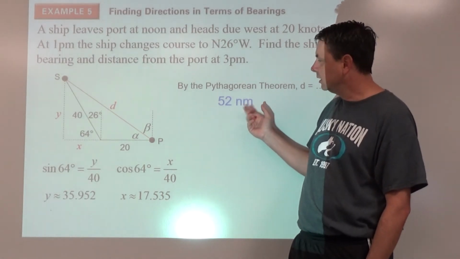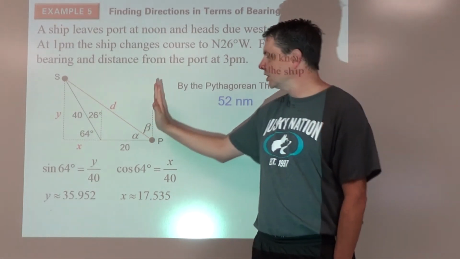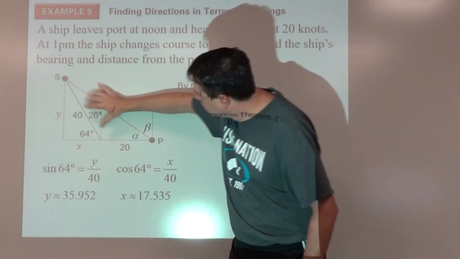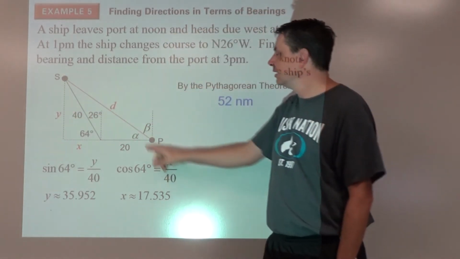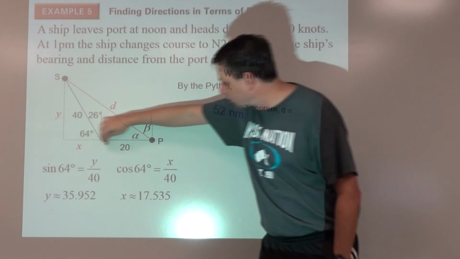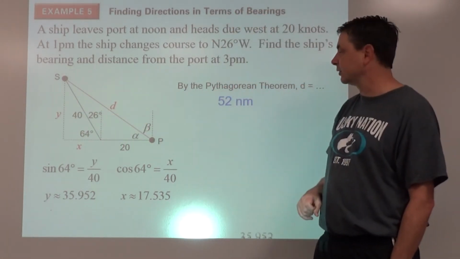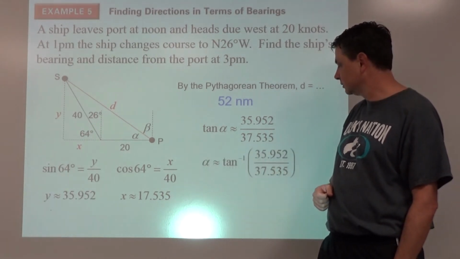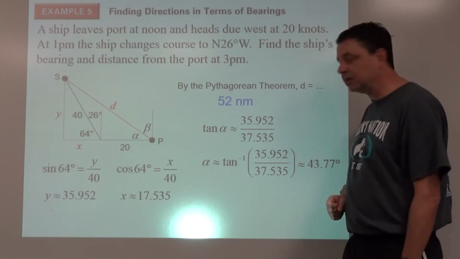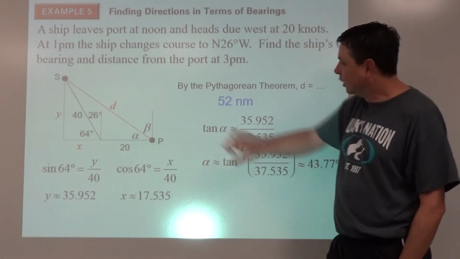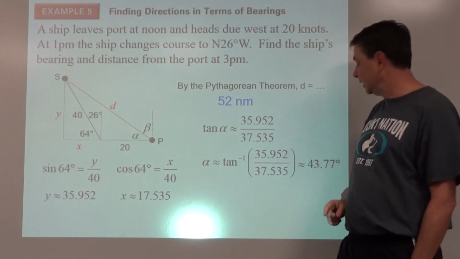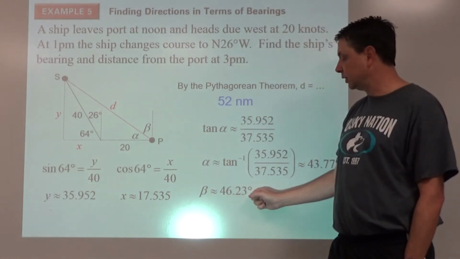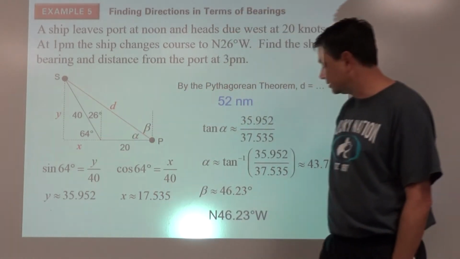And then the bearing, well, the bearing would be beta, touching the north line. But we're going to find alpha first. So alpha, well, we know y and this distance here, and we could say the tangent of alpha is y over that length that we just used in the Pythagorean theorem. So if we now do inverse tangent, alpha is going to be about 43.77 degrees. We want beta, which would be the complement. That's going to be our bearing angle. North 46.23 degrees towards the west. And that's our bearing.